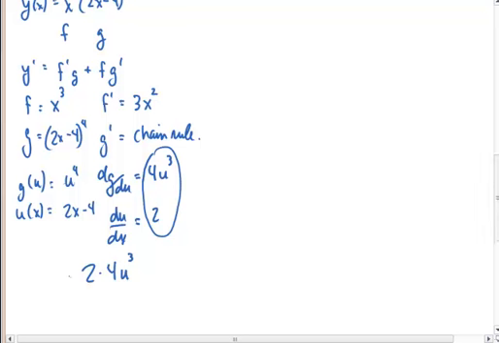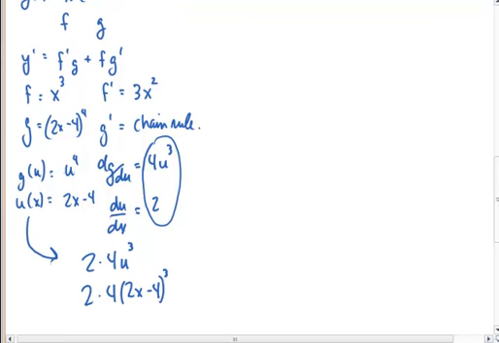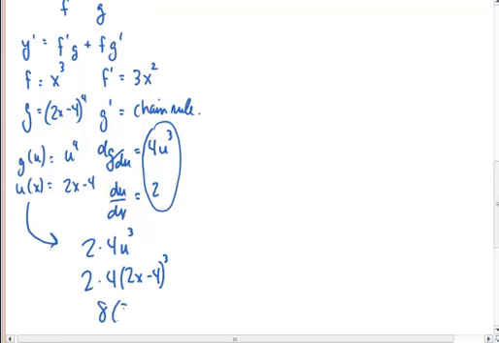Multiply these together, resubstitute my u, so I have 2 times 4u cubed, resubstitute my u component, which would make 8 times (2x minus 4) cubed, and now I'm going to just put that in this part here. I'll zoom out so we can see everything.